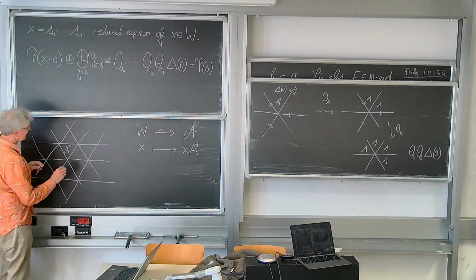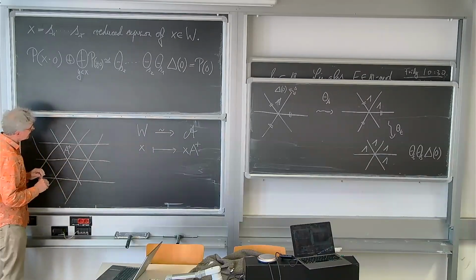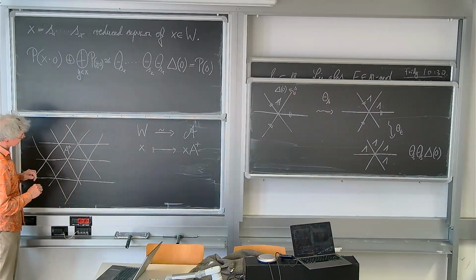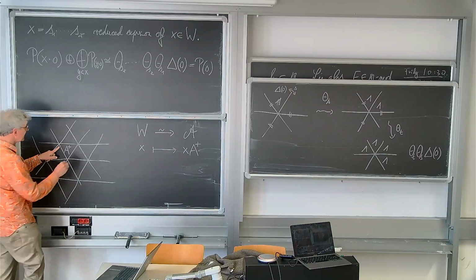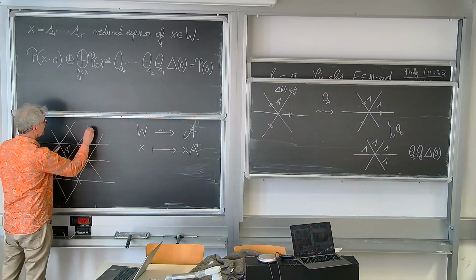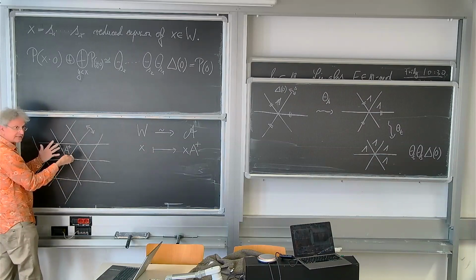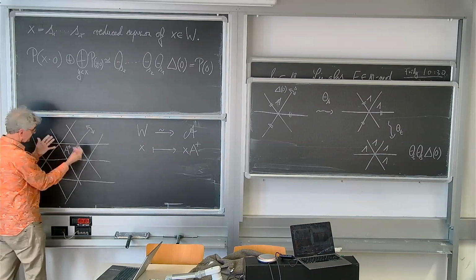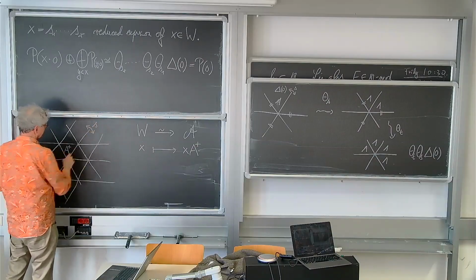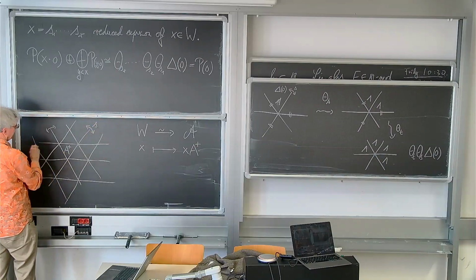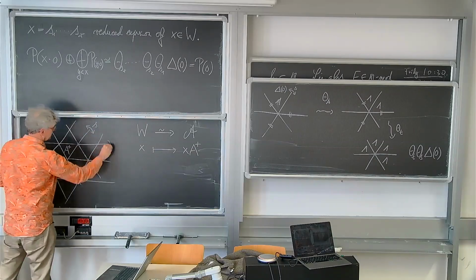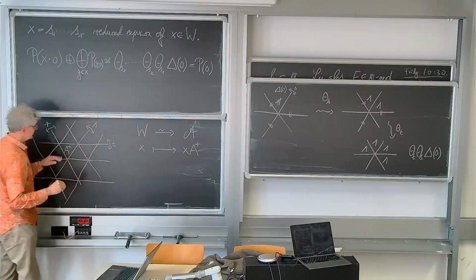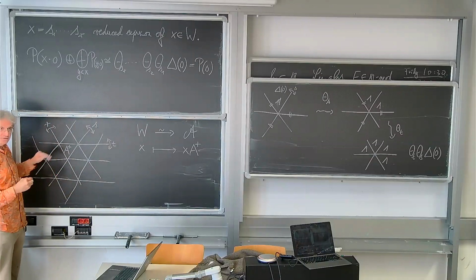So for example, now the walls of this alcove we singled out, they are called simple reflections in this case. They form a Coxeter generating system. So let's give them some names. That's S, there is R, and there is T. So these are the reflections generating the group.